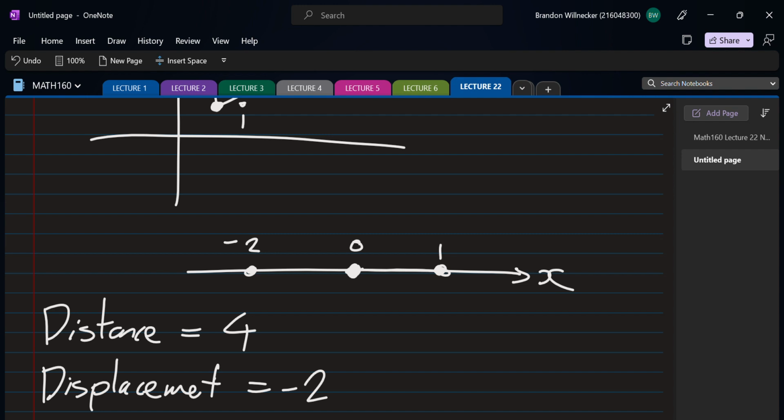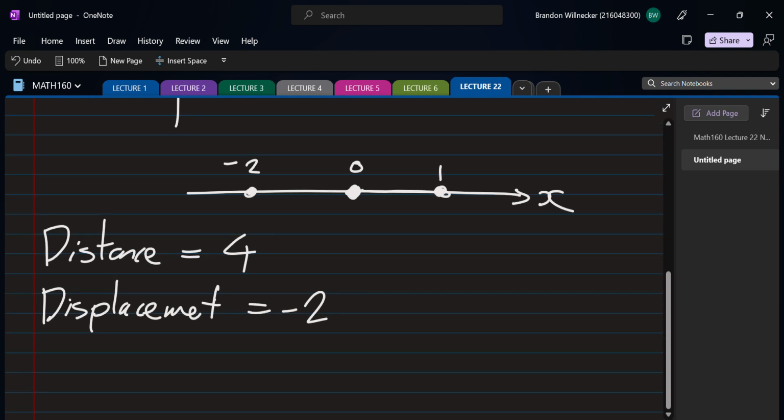Okay, so please note that distance is always positive. You will never ever get a negative distance. Distance is the actual distance that the particle traveled along, whatever the path may be. Displacement can be positive if you end up on the positive side. It can be negative if you end up on the negative side. It depends on where you started and where you ended. Any questions about that difference between the two? Okay, so everyone's okay with that.